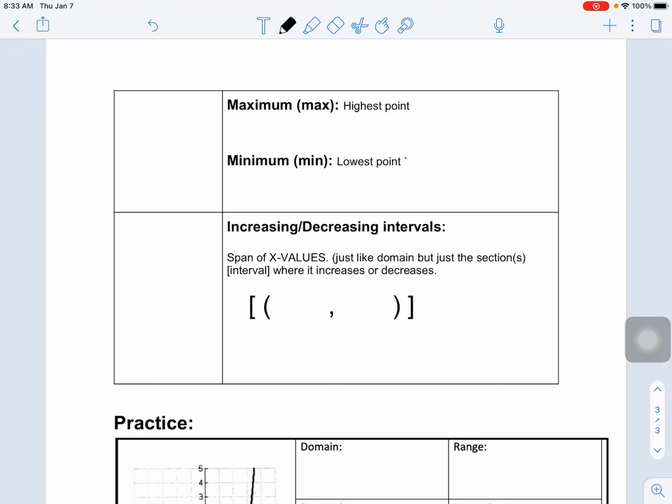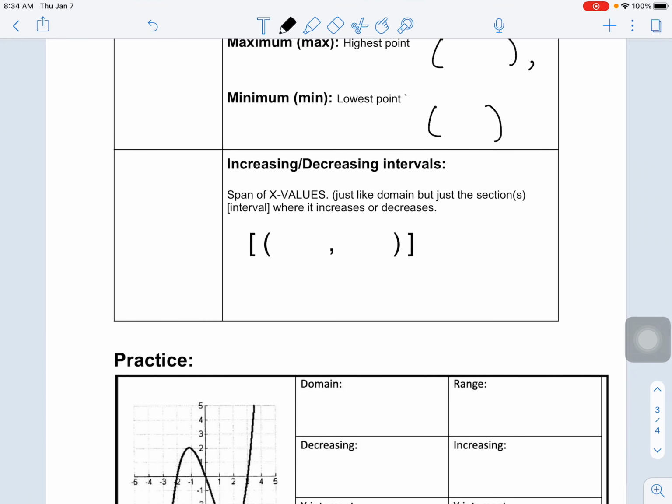The maximum is exactly what you'd think. It's the highest point on a graph, and it's written as an ordered pair. And the minimum is the lowest point on a graph, and it's also written as an ordered pair. So you just find the high point and write the value, and there might be two points that are equally high, so you can list them both.